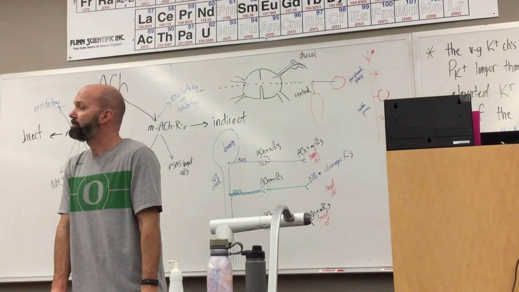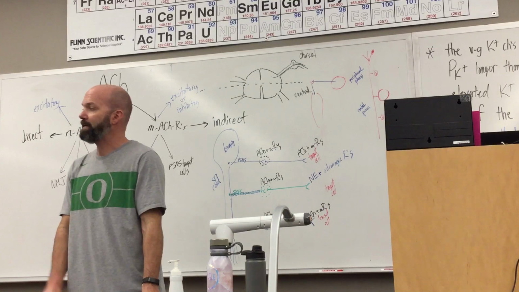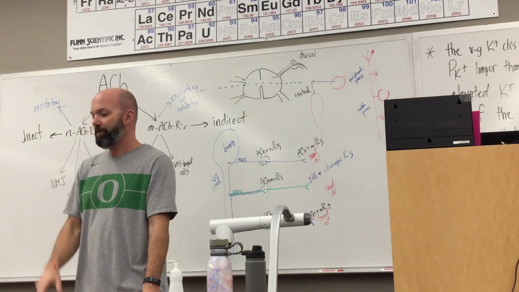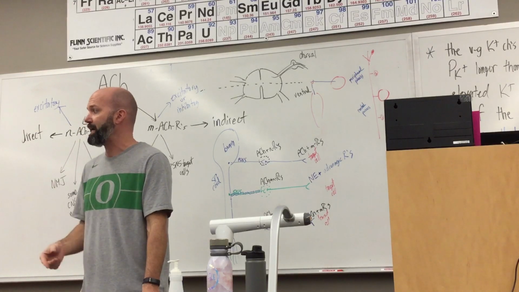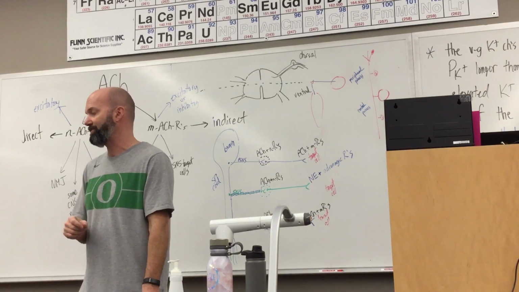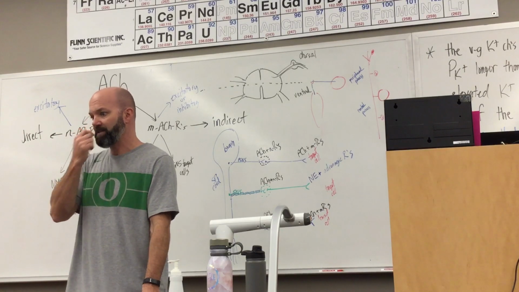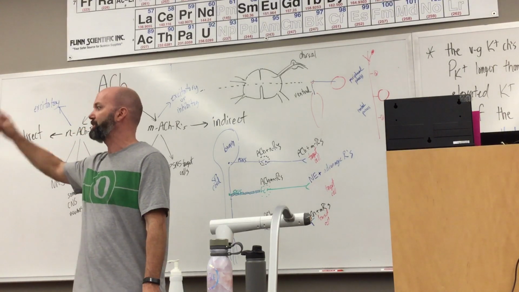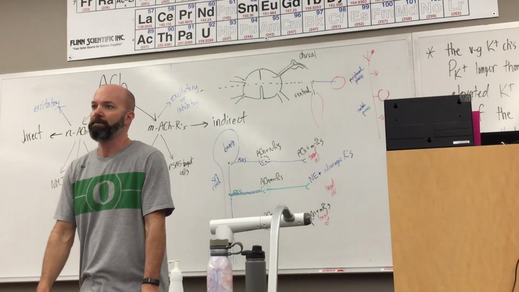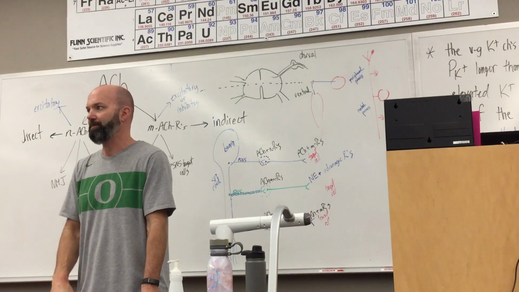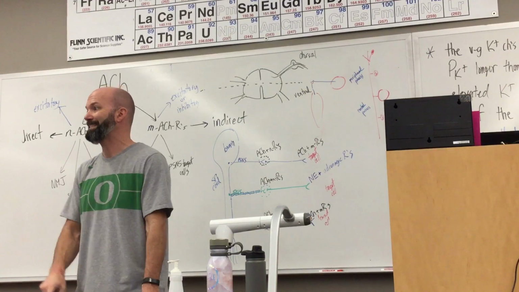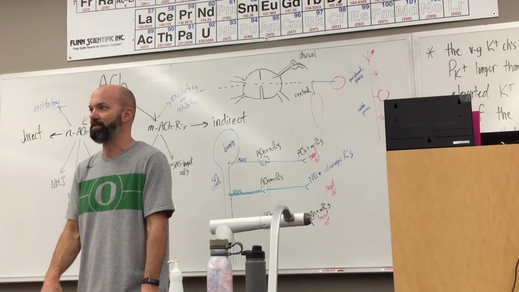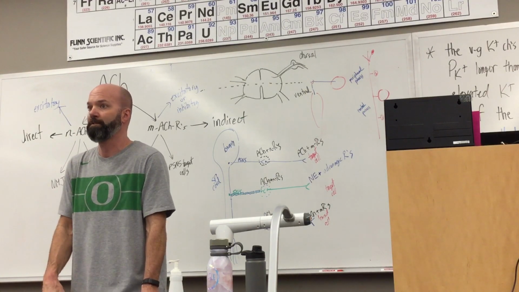Saltatory conduction. What is that again? So we're talking about a myelinated axon where the voltage-gated ion channels that regenerate the action potential are only at the nodes of Ranvier. So it's described as though the action potential jumps from node to node. That's what saltatory means. What's the opposite of that? The axon that has no myelin. Continuous or contiguous propagation or conduction.